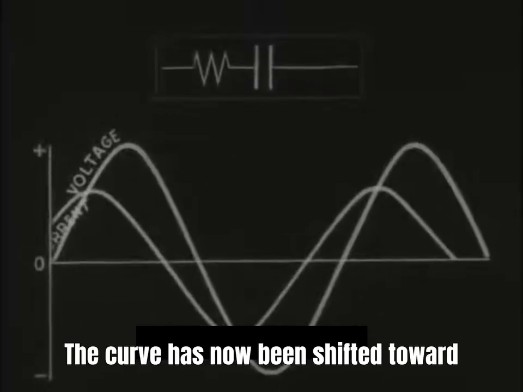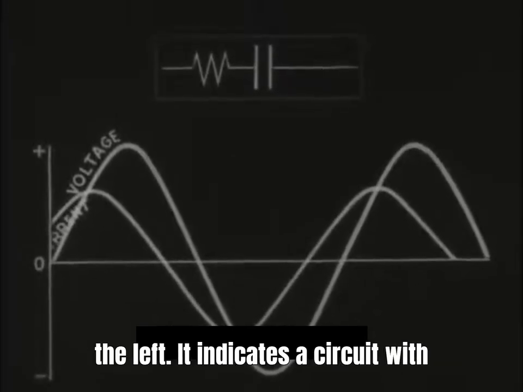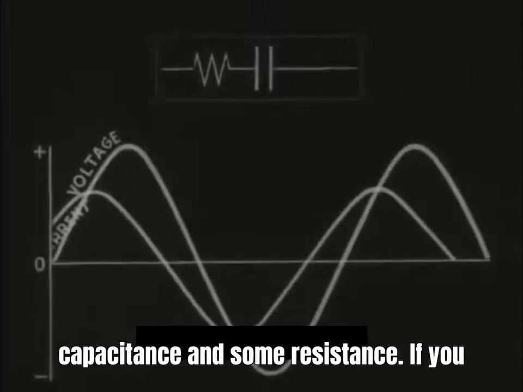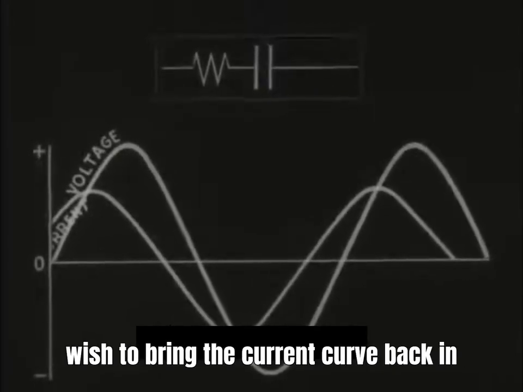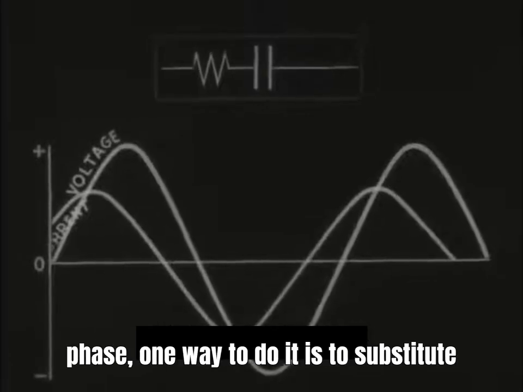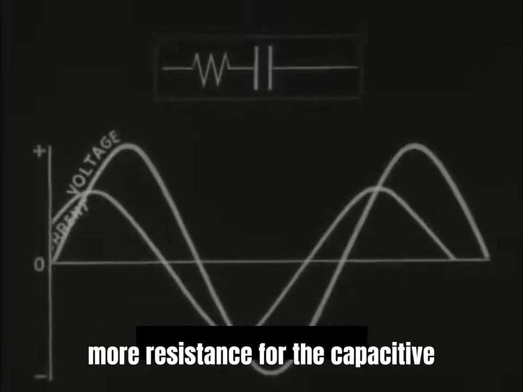The curve has now been shifted toward the left. It indicates a circuit with capacitance and some resistance. If you wish to bring the current curve back in phase, one way to do it is to substitute more resistance for the capacitive reactance.